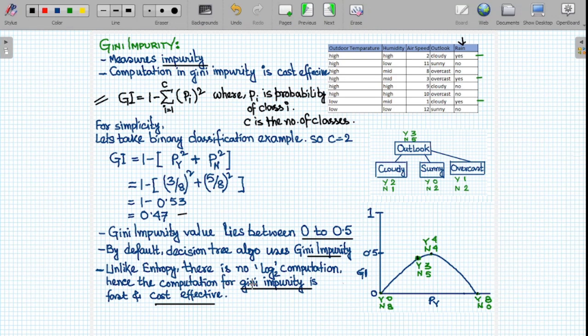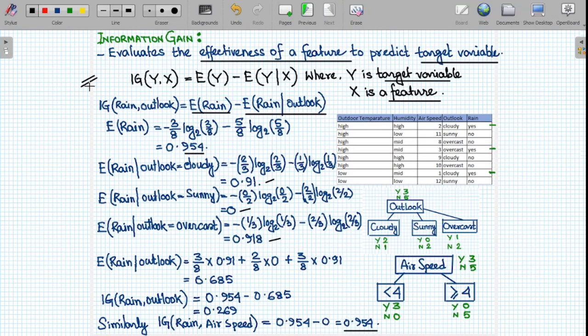The computation for Gini impurity is fast and cost effective because there is no log involved in the equation. And finally, how decision tree calculates information gain for each and every feature column to identify the feature column which has highest information gain as root column. Hope you have realized that the mathematical equations for decision tree algorithm are not too complex to learn.